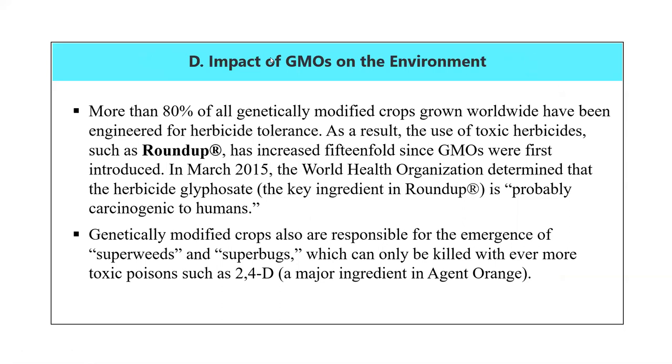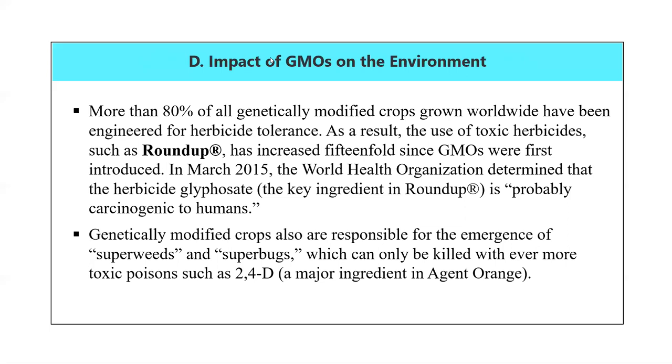Okay, so now we'll have the impact of GMOs on the environment. More than 80% of all genetically modified crops grown worldwide have been engineered for herbicide tolerance. As a result, the use of toxic herbicides such as Roundup has increased 15-fold since GMOs were first introduced. In March 2015, the World Health Organization determined that the herbicide glyphosate, the key ingredient in Roundup, is probably carcinogenic to humans. When we say it's carcinogenic, that means it is a cancer-causing chemical, because we're talking here about glyphosate.